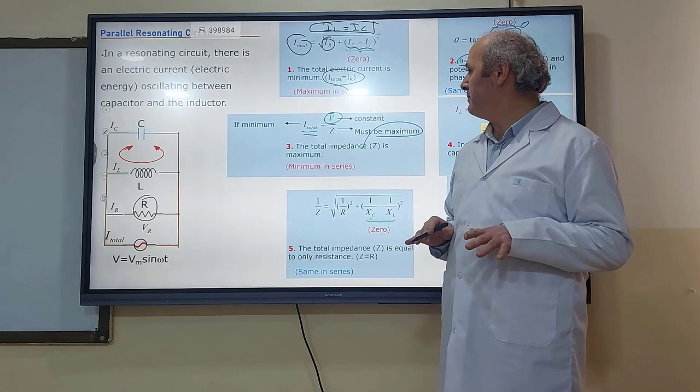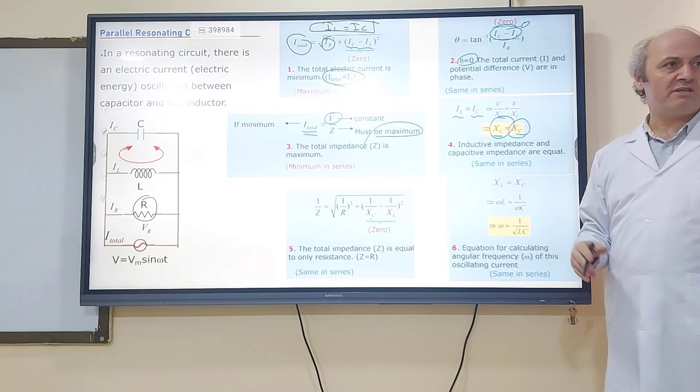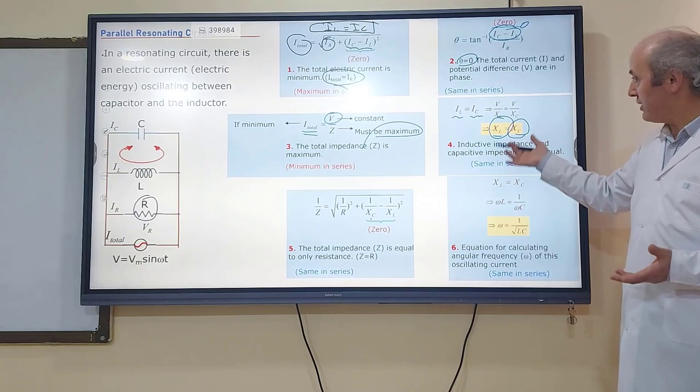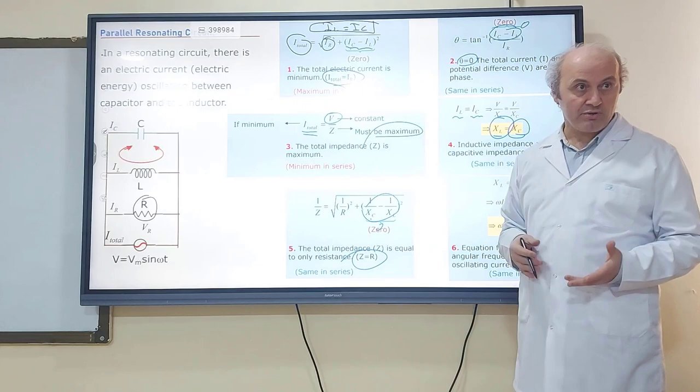And then go on, if IL is equal to IC, then VL over XL is equal to VC over XC, so XL is equal to XC. Inductive and capacitive impedance are also equal. If they're equal, they're equal. So when I write the total impedance equation, the second term is zero, then 1 over Z is equal to 1 over R, again Z is equal to R in parallel resonating circuits.